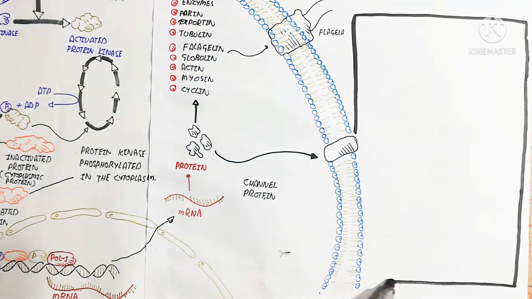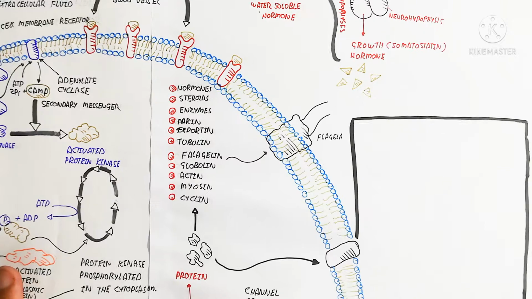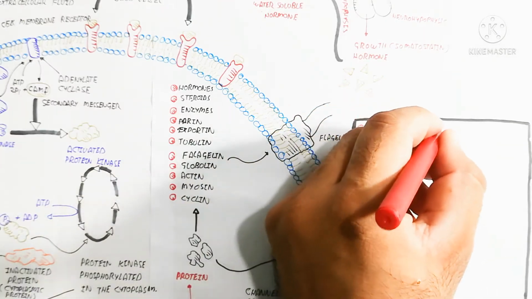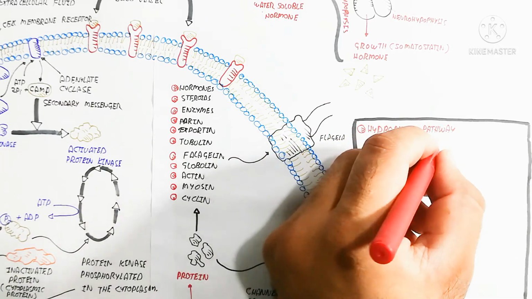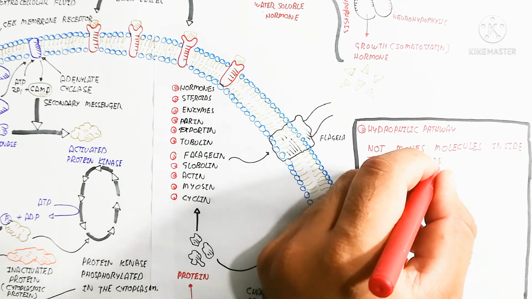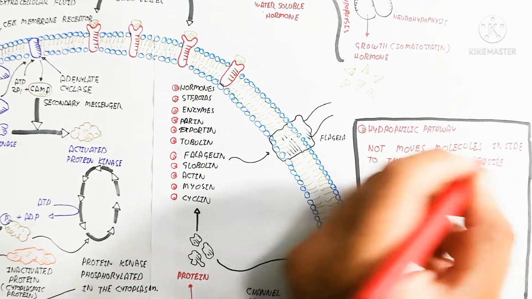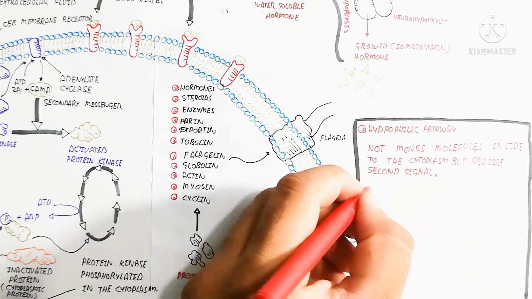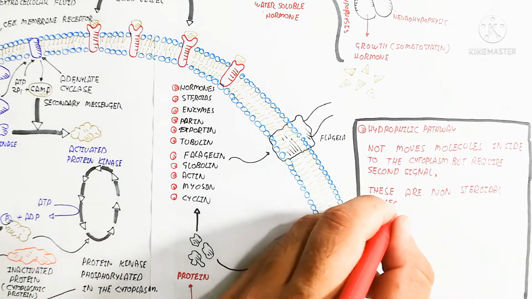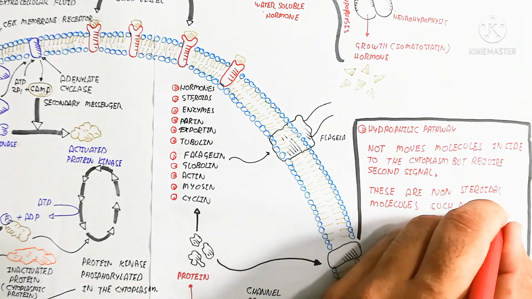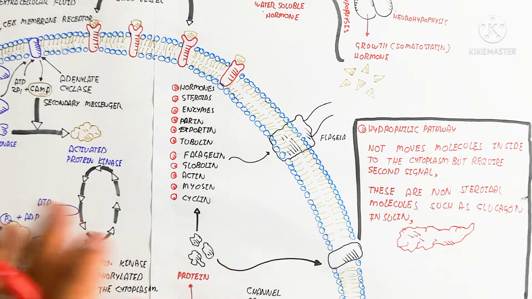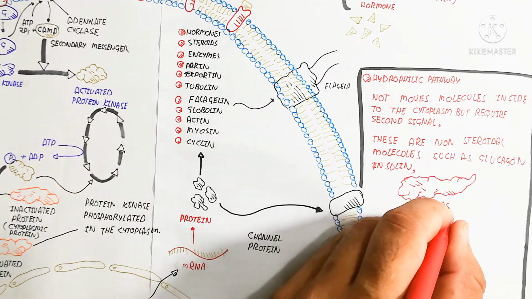So here I am discussing again to understand what the hydrophilic pathway and hydrophobic pathway are. So let's begin to summarize this hydrophilic pathway. The hydrophilic pathway does not move the molecule inside into the cytoplasm, and basically requires a second signal. So these are non-steroidal molecules such as glucagon and insulin, produced from the pancreas.